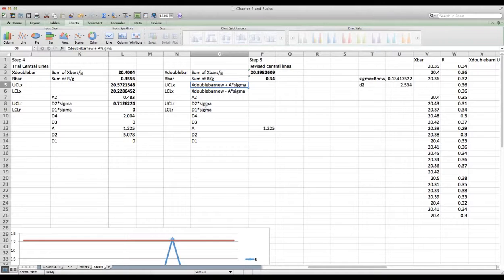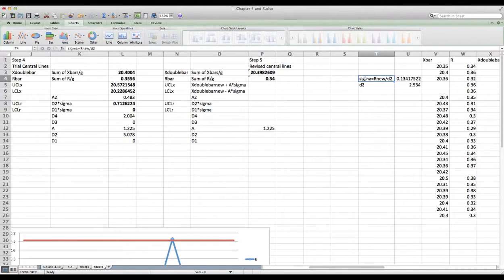So we have a formula over here. I typed it. To get that sigma value, all we do is look at this R new value, which is 0.34, and divide by this D2 constant that I looked up in the back of the book in the table, 2.534. So I'm going to take this value, P4, divided by this constant.